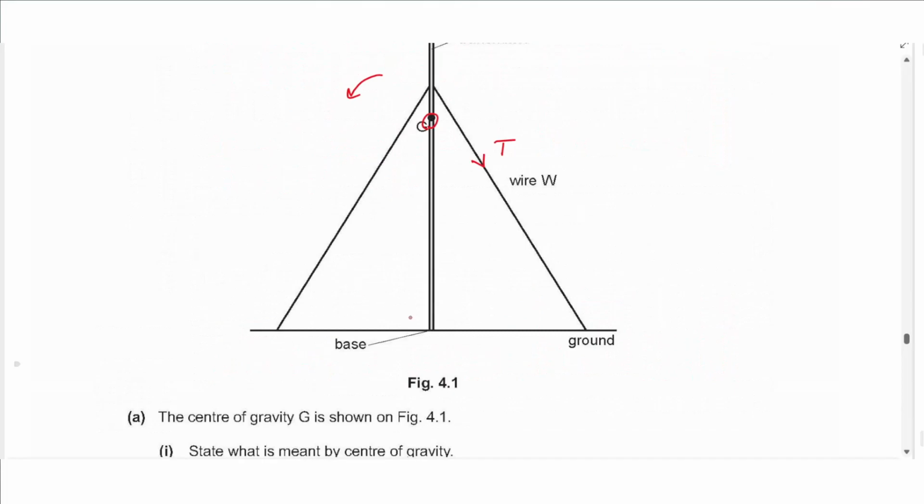So going back to the diagram, this is the pivot and we need to draw a distance that is 90 degrees to the force, or to the tension T. So this is what it means by perpendicular distance. It's perpendicular to the line of action of the force, which is T in this case, and from the pivot, which is the base of the transmitter in this case.